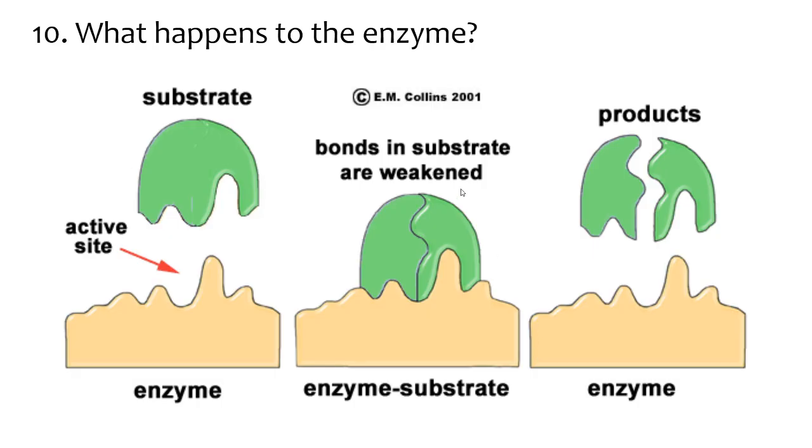So in this case, let's take a look at this diagram. What happens to the enzyme? We have this portion of an enzyme where we have an active site. Here comes a substrate. The substrate comes in, and then bonds are weakened inside of the substrate after the substrate binds to the enzyme. And then finally, the products are released from the enzyme.